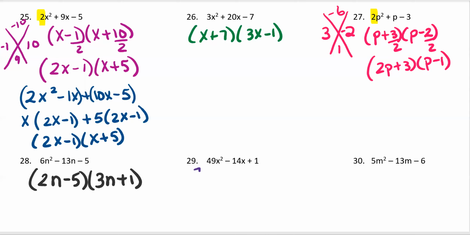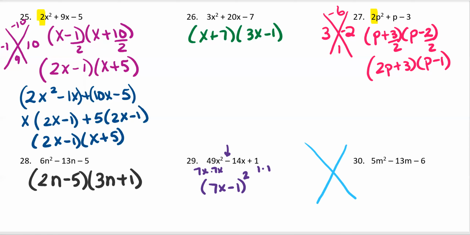49x squared is a perfect square of 7x times 7x. 1, of course, is 1 times 1. The middle term is 2 times 7x times 1. We can use the pattern to know that is our answer. Number 30.